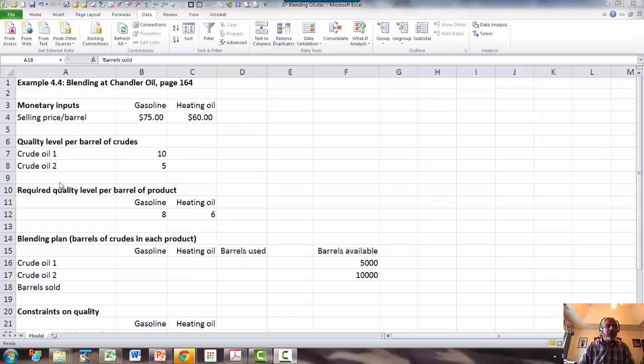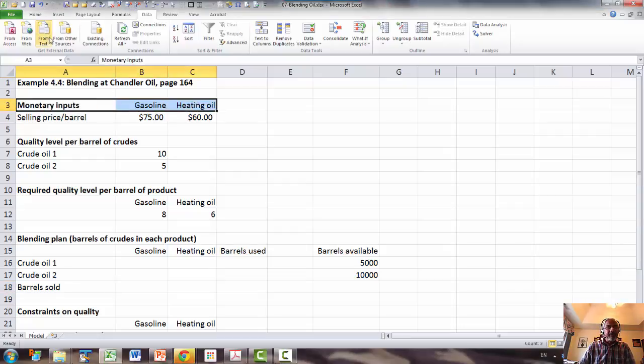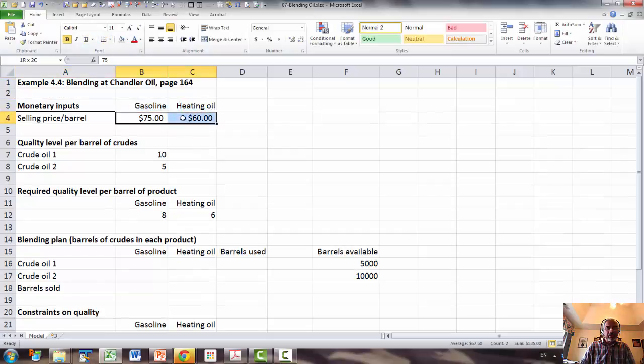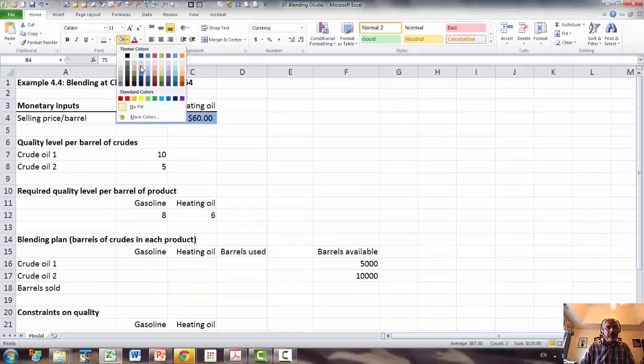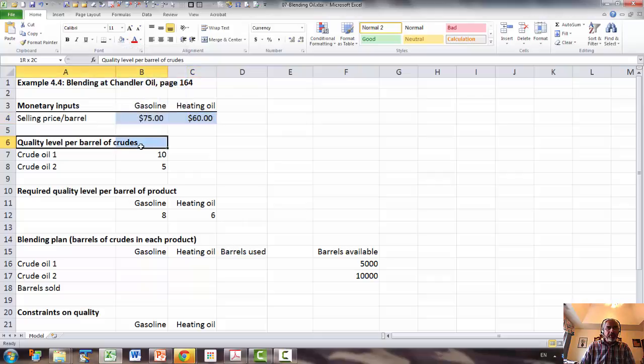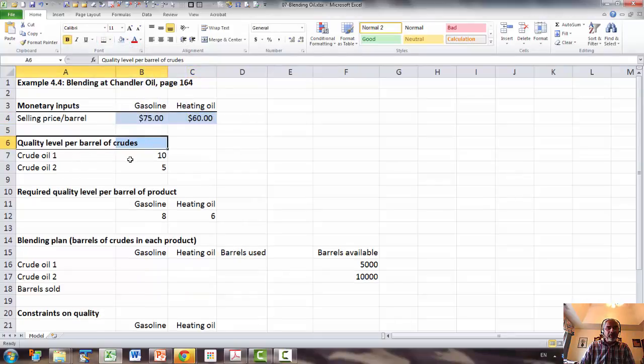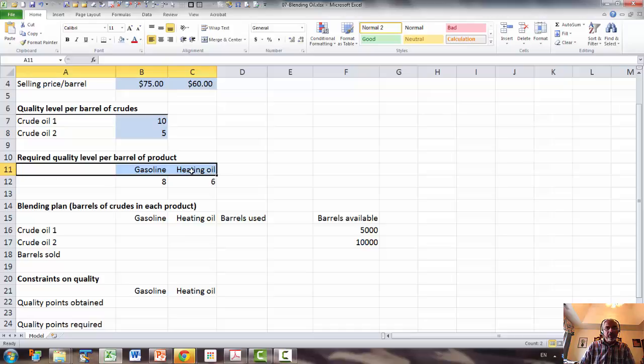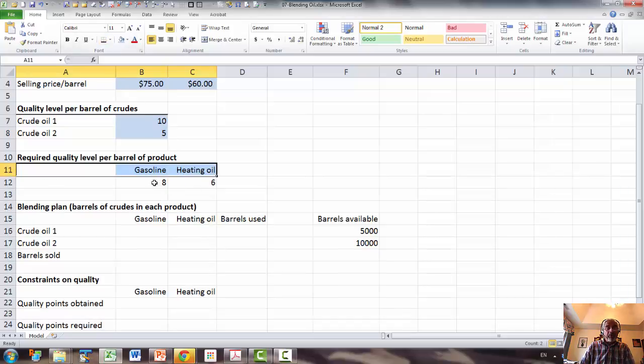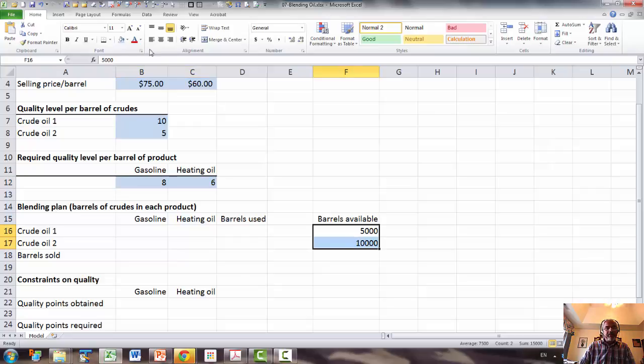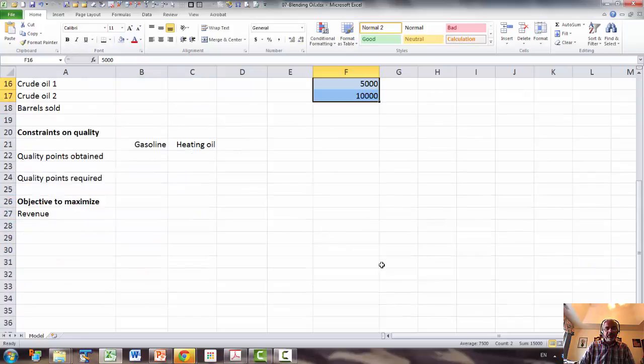Let's first format the spreadsheet. Here are the selling prices, so let's color code that as input. Next, the quality level per barrel of the input: 10 and 5 for crude oil 1 and 2. Then the required quality level per barrel for the output products coming out. And these are the barrels available of the crude oil. That's input 2.